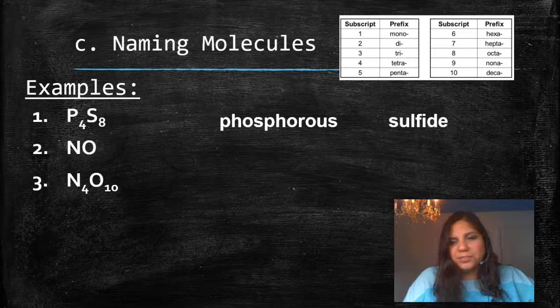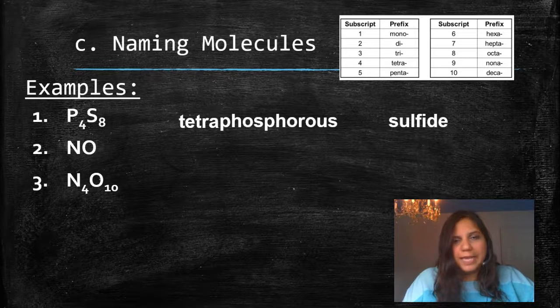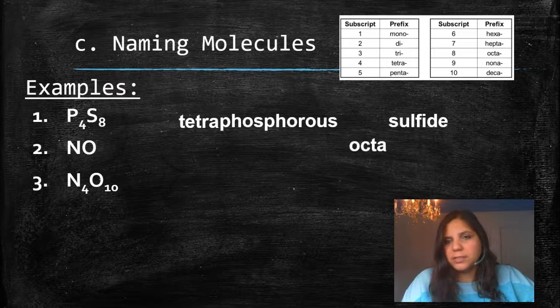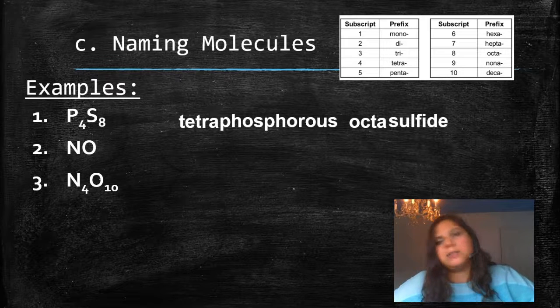And then we're going to add prefixes to state how many of each we have. So we have 4 phosphorus, and the prefix for 4 is tetra. And we have 8 sulfurs, so that's octa sulfide. So it's tetra, phosphorus, octa sulfide.